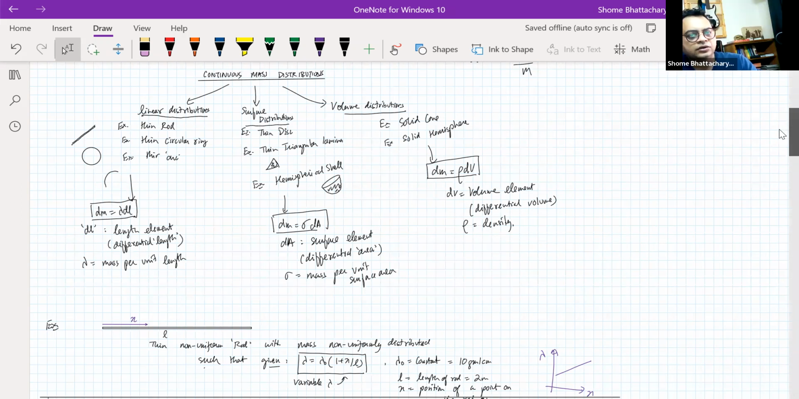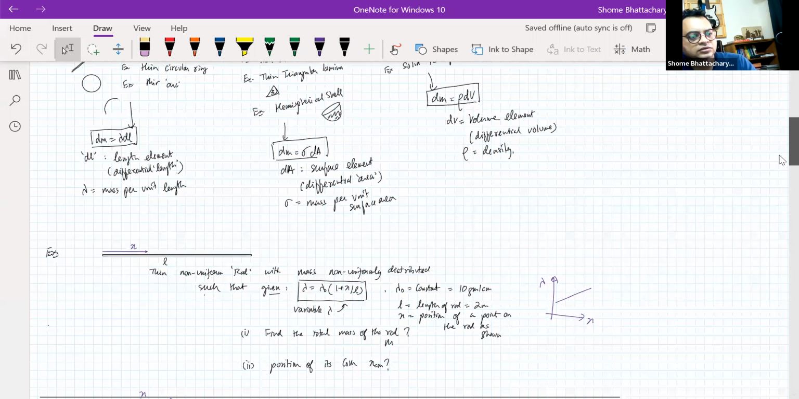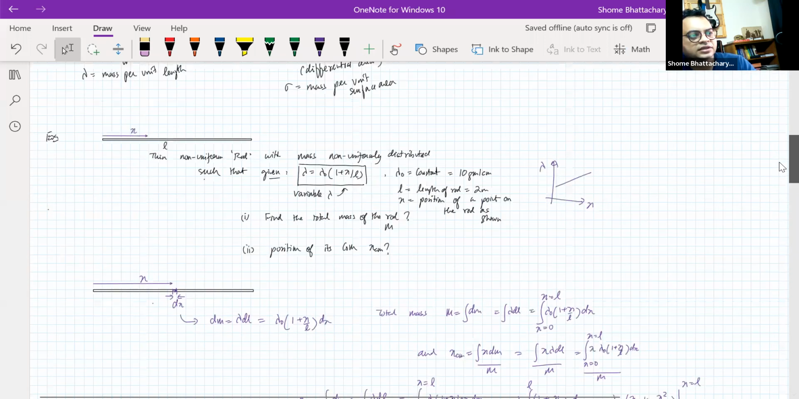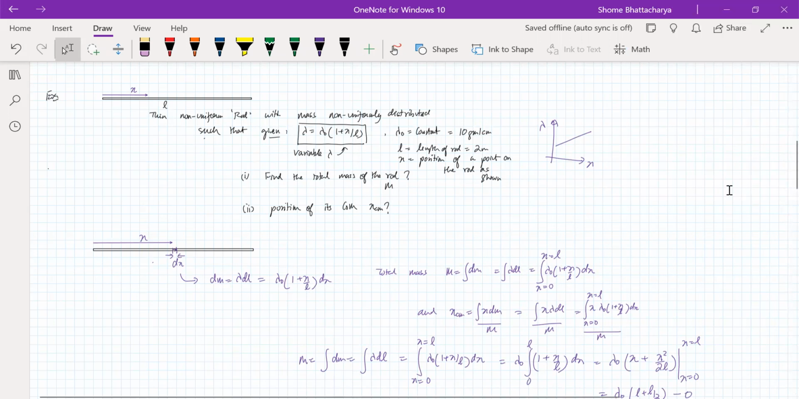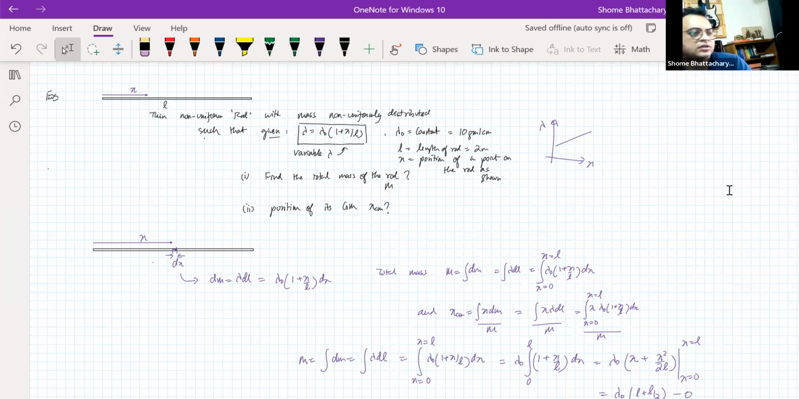Okay, and then we went on to see an example of application of integration in this kind of situation where we had a non-uniform rod. Yes, I left out the last part. Can you please show that? Yeah, I'll show that, just a minute. Okay, so the example of this non-uniform rod is clear.